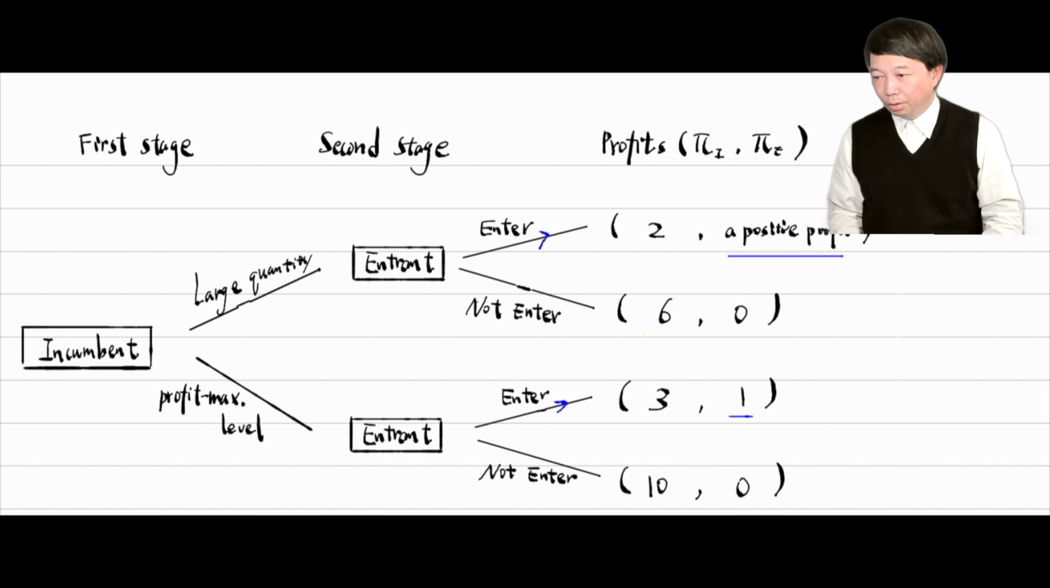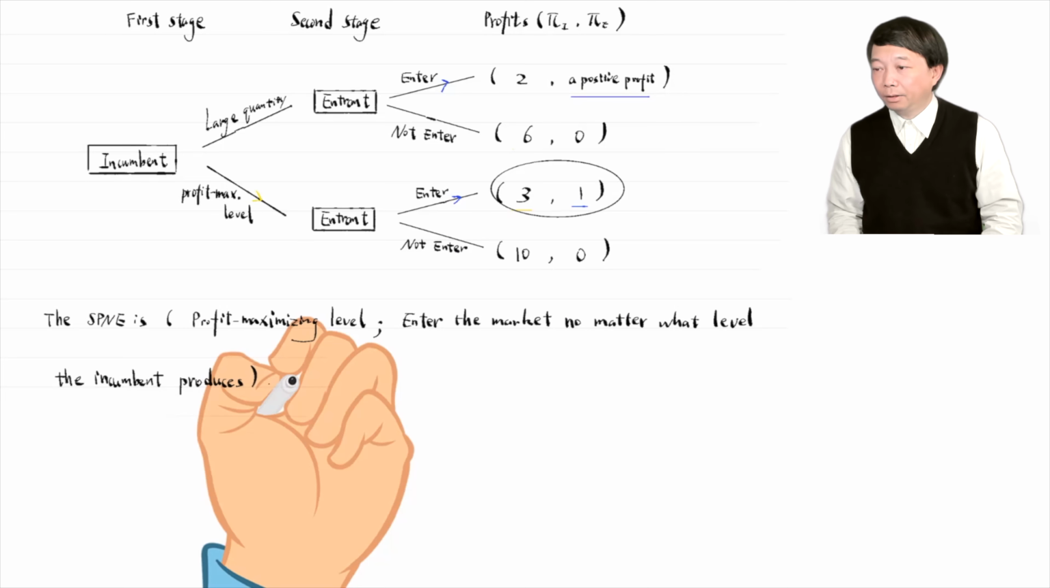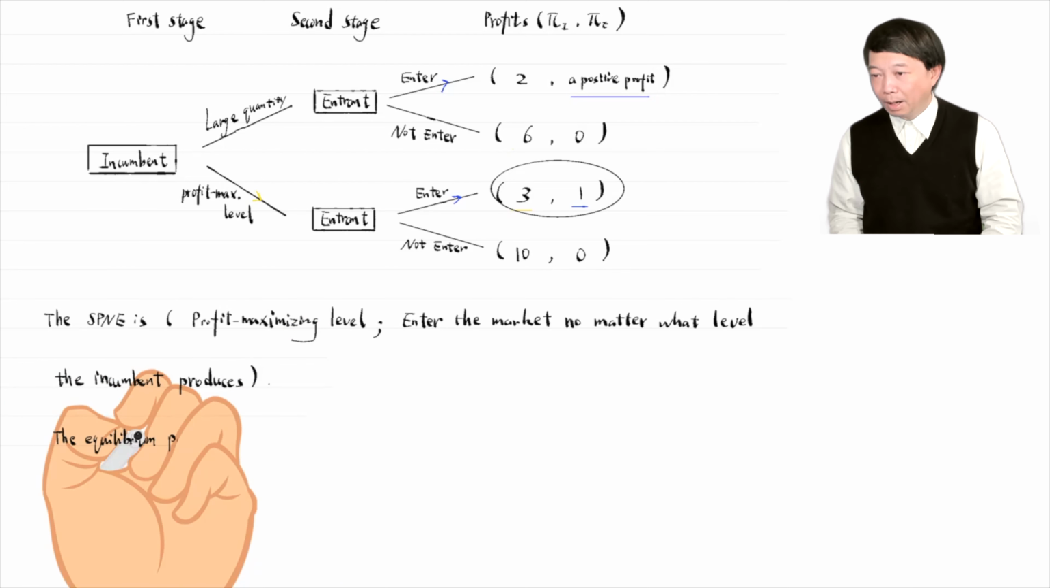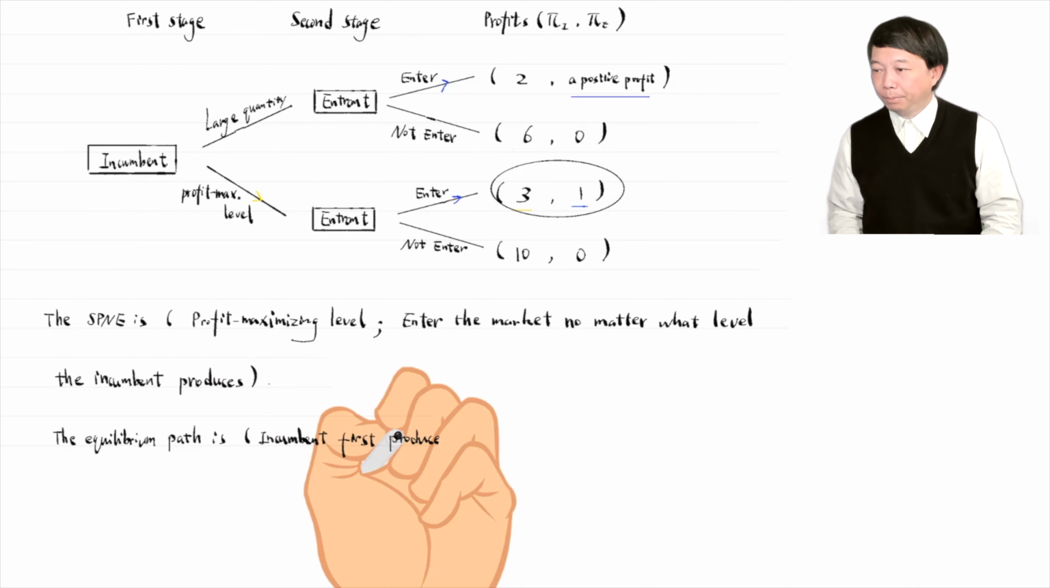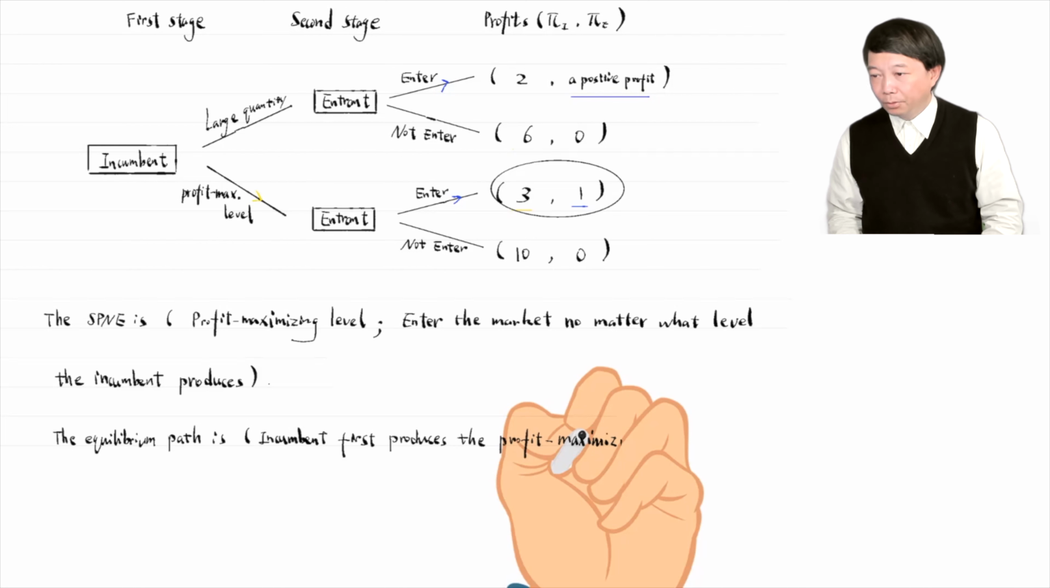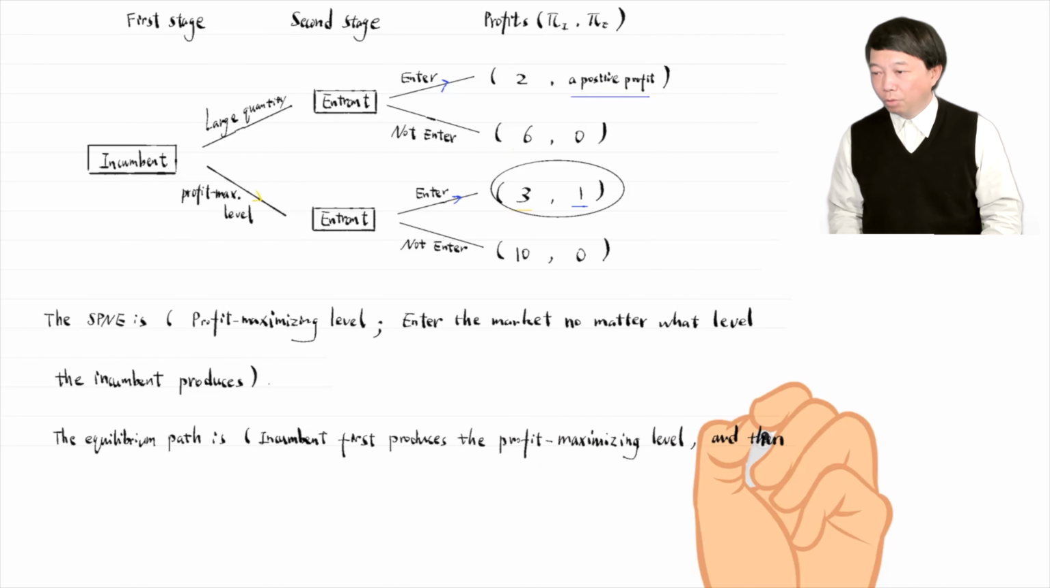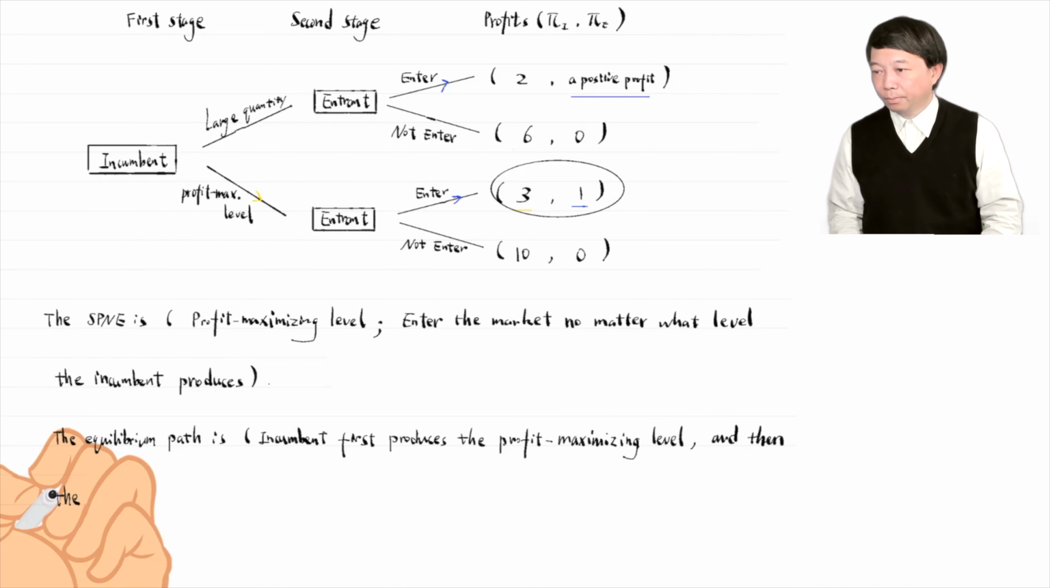In the first stage, the incumbent monopoly will choose the profit maximizing level because it gives a higher profit of 3 instead of 2. The equilibrium path becomes that the incumbent first produces the profit maximizing level, and then the potential entrant enters the market. The outcome of the game becomes that the incumbent earns $3 million, and its rival gets $1 million.